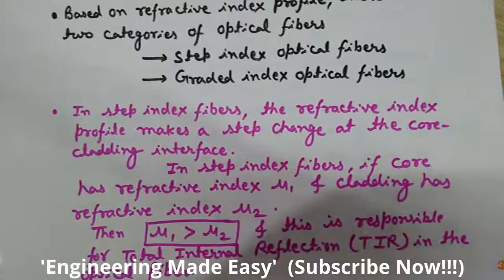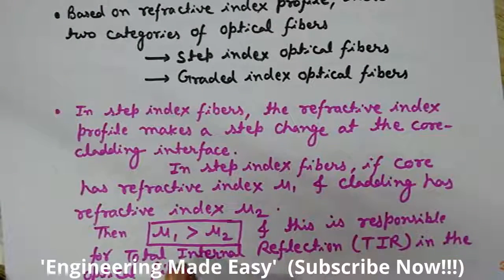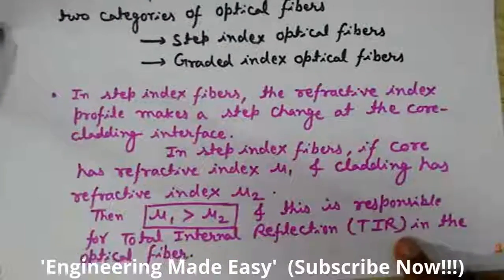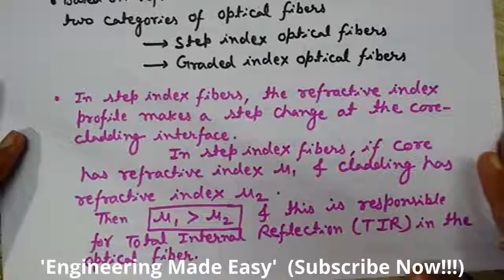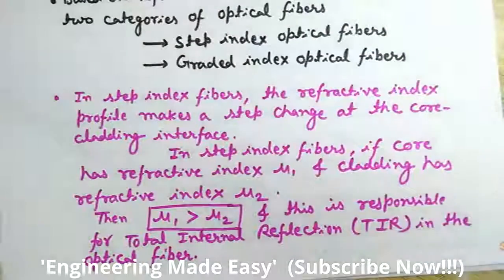In step index fibers, if the core has refractive index mu1 and the cladding has refractive index mu2, then mu1 is greater than mu2, as I have told you, and this is responsible for total internal reflection. You know total internal reflection, TIR, in optical fibers. How does it take place, how it happens, we will see.